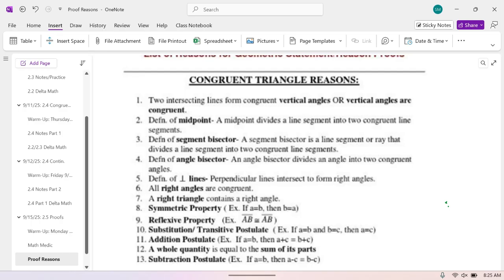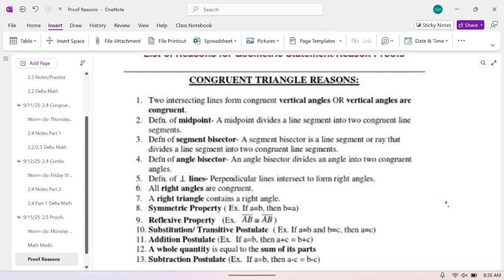All right. So what we're going to do now is kind of an intro to the proofs. Before we actually start doing some actual proofs, we're first going to go over the different types of statements and reasons that you will typically use. When it comes to proofs, there are two types we're going to talk about. There's the flow proof, which is what we kind of just did, and then there's the two column proof. They're pretty much the exact same thing, just different formats.